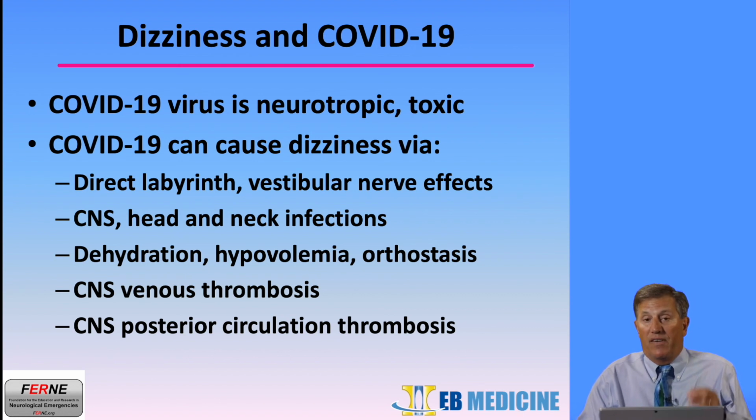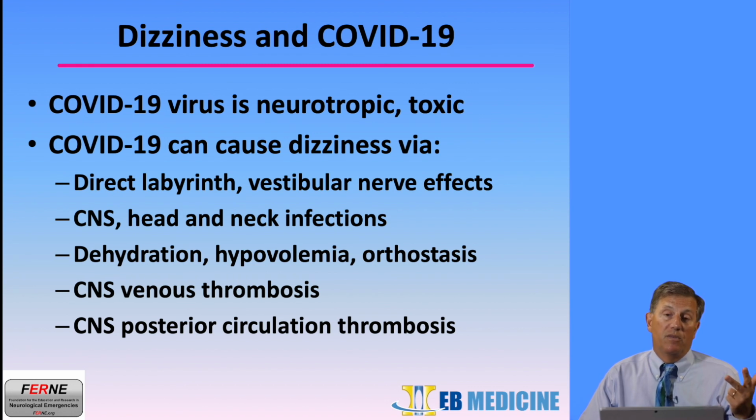Direct labyrinth or vestibular nerve effects, where it causes one side to become diseased. It can cause CNS or head or neck infections. It can cause dehydration or hypovolemia or orthostasis if patients have flu symptoms and they feel so sick that they don't even drink, they just sleep and hope to get better. It can cause dizziness through CNS venous thrombosis. And it can cause CNS posterior circulation thrombosis directly in the arterial tree of your central nervous system.